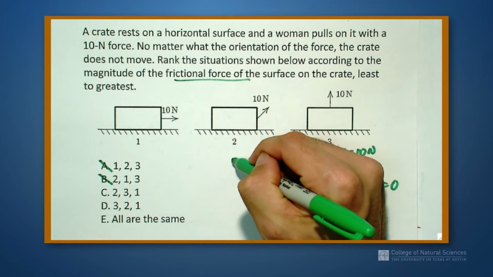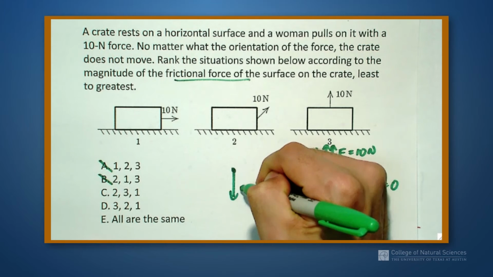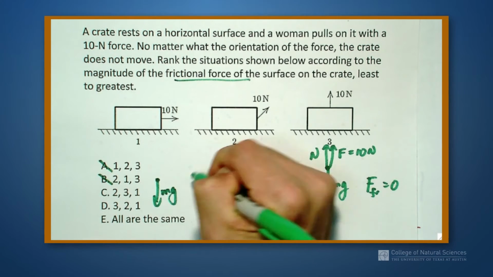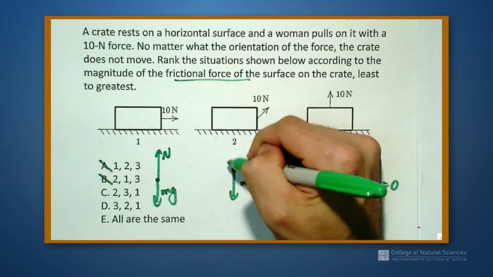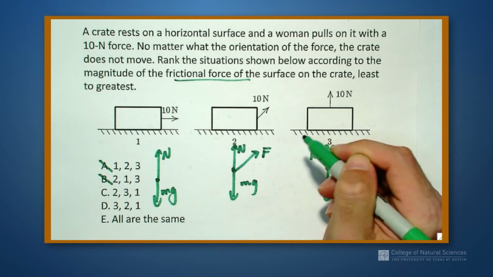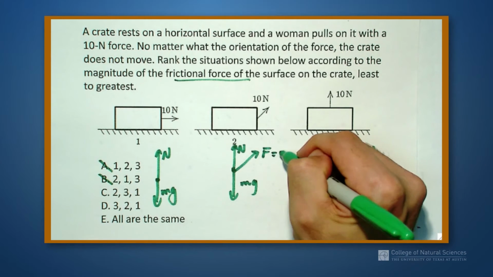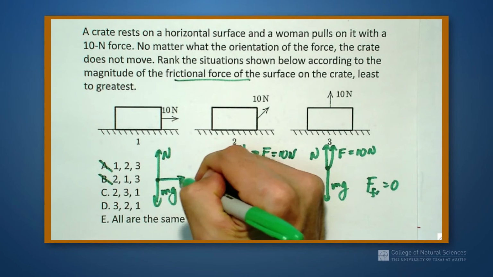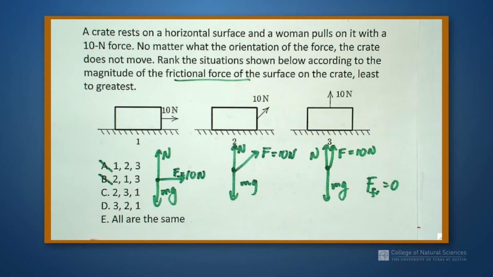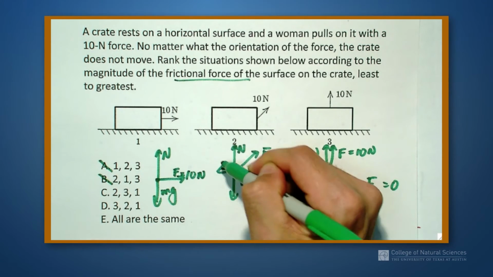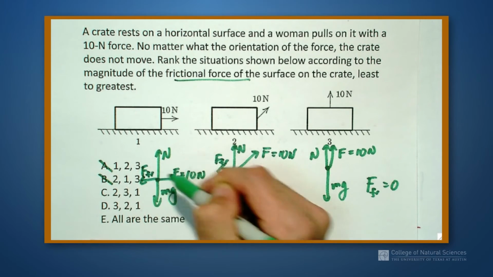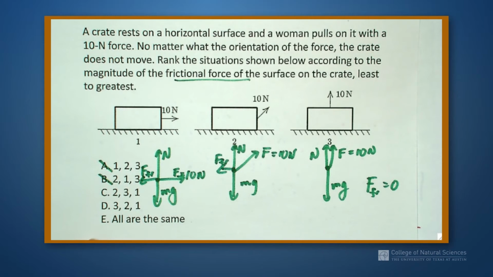Well, if I were to look at the free body diagrams for these, I have a weight force in both of them. I have a normal force in both of them. And in one case, I have an applied force of 10 newtons at an angle. And in another case, I have a purely horizontal applied force of 10 newtons. And again, we're going to have a friction force pointing in the backwards direction, trying to slow this down.